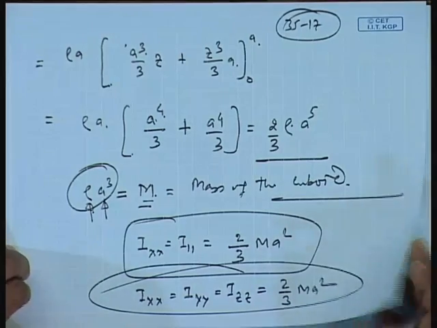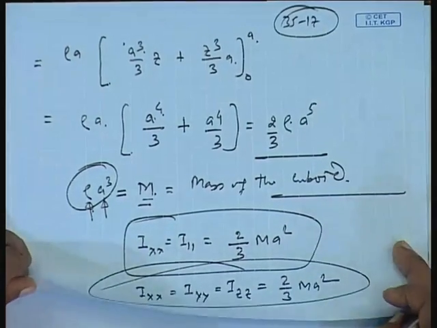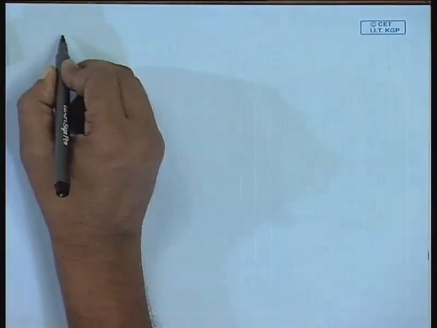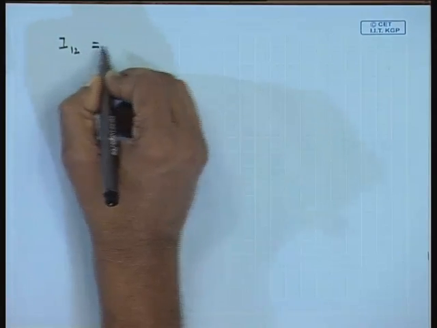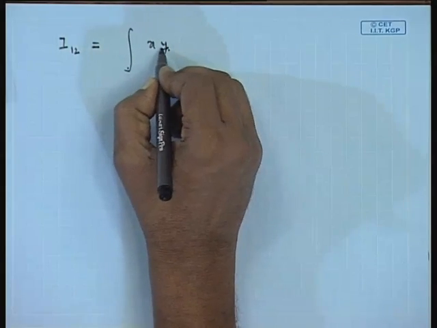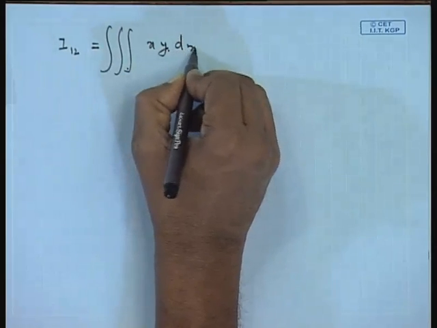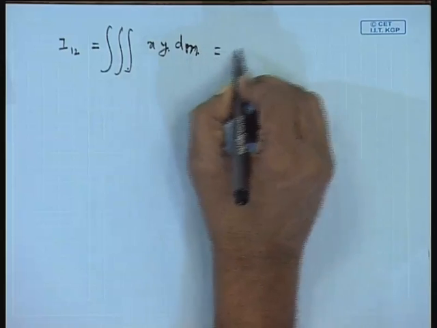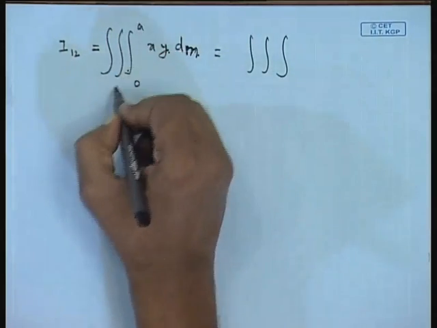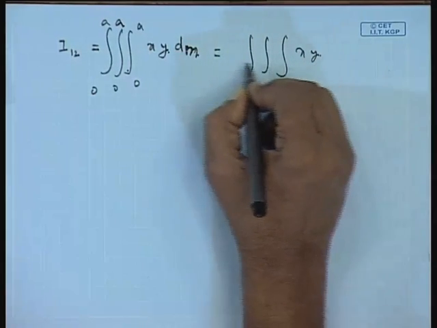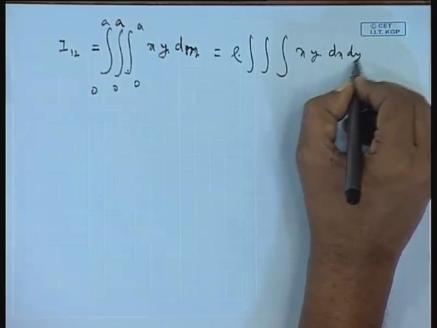If it had been a parallelepiped or any other figure, you would not have got this result. Next you need to work out I12. So, I12 we can write as the integral of xy dm, and dm obviously we have written as rho dx dy dz, and the integration limits remain the same. Rho we can take outside, and this is xy dx dy dz.